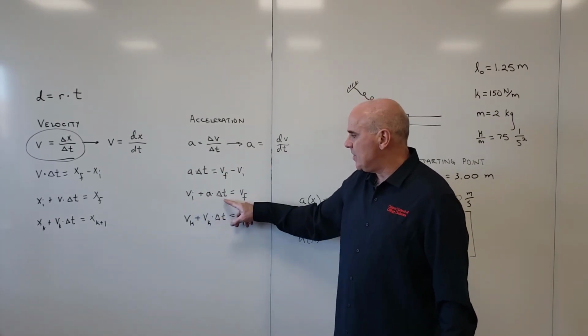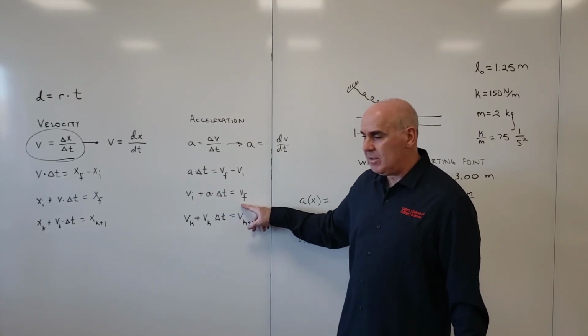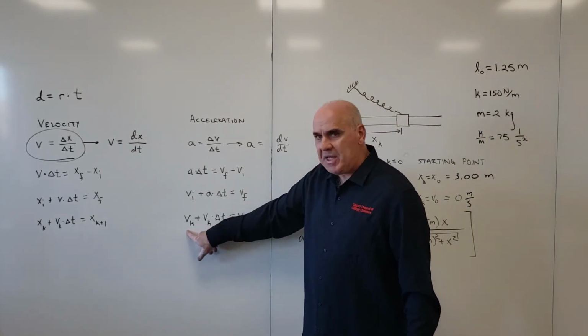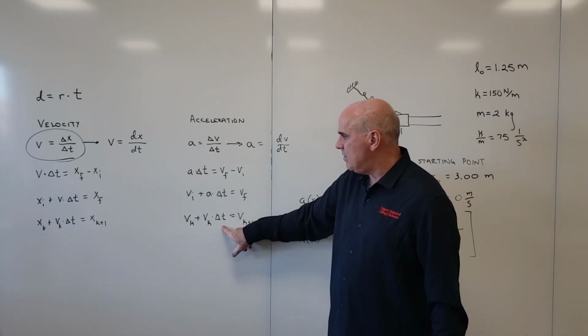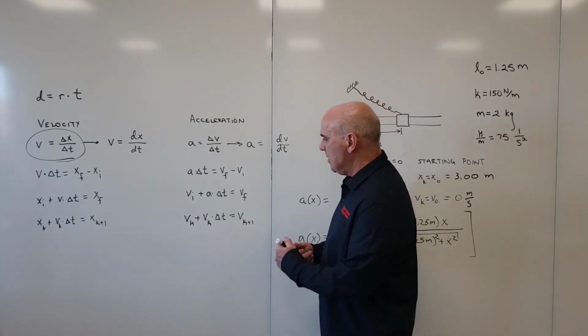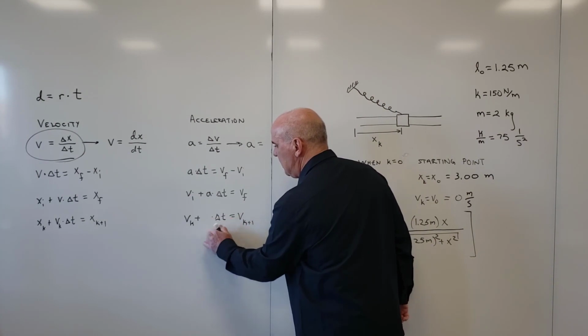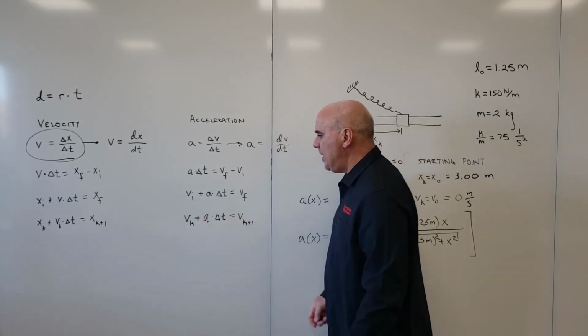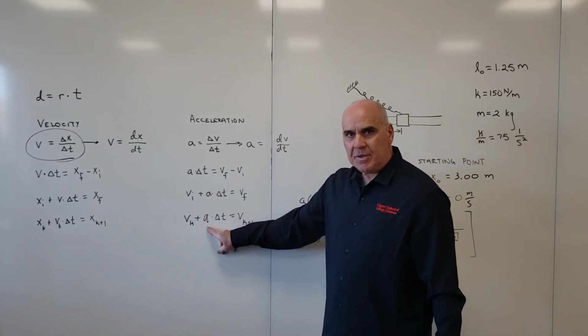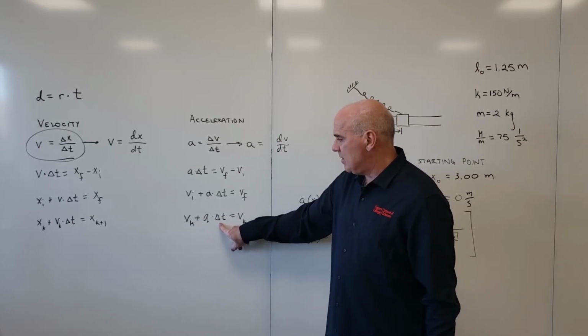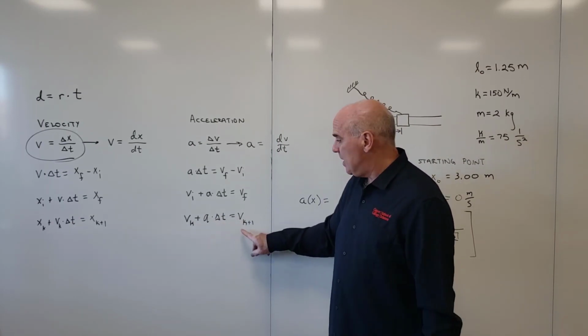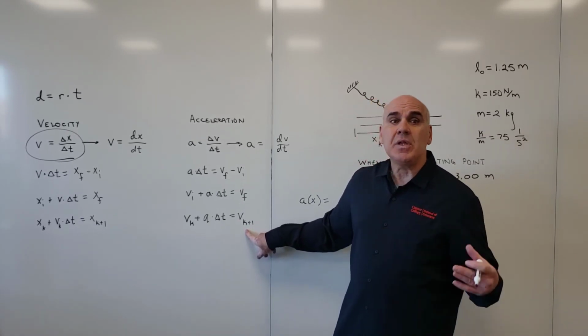V initial plus acceleration times delta t equals v final. Or v sub k plus... Oh, wait, that's not right. Sorry about that. Make that an A. V sub k plus the acceleration, which I need to know, times delta t, my time increment, equals my next velocity.